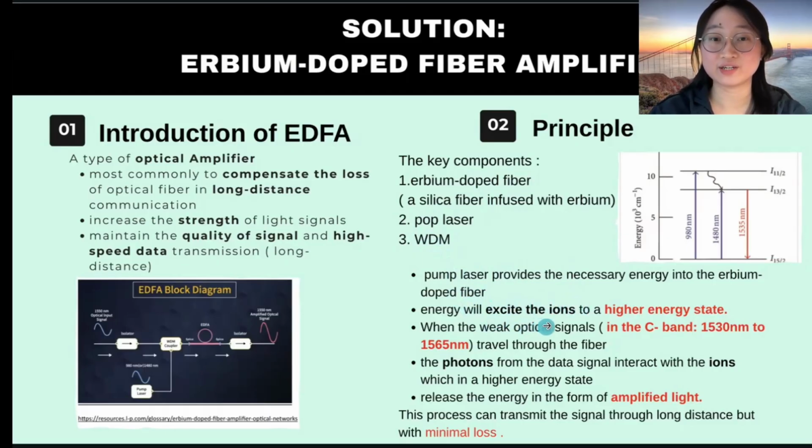When the weak optical signal, which is in the C band, travels through the fiber, the photons from the signal will interact with the ions in the higher energy state, and the energy released in the process takes the form of amplified light. The energy levels are shown in the graph. It uses a 980 nm or 1480 nm pump laser to excite the erbium ions. The lifespan of the ions on level 2 is very short compared to level 3, so the excited ions tend to go to the metastable level 3.